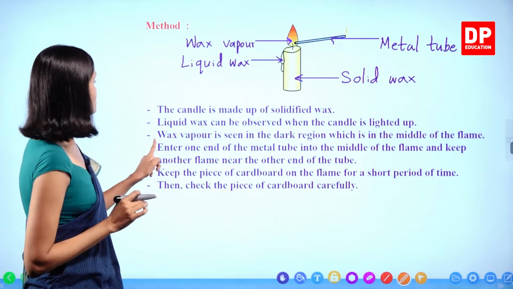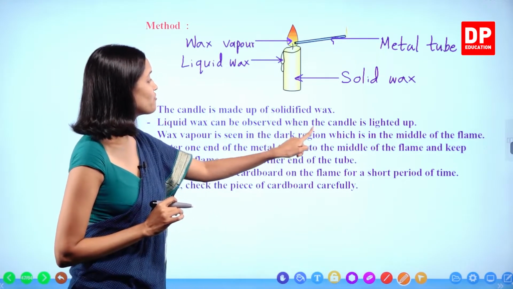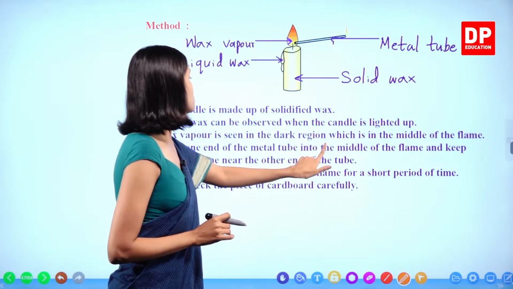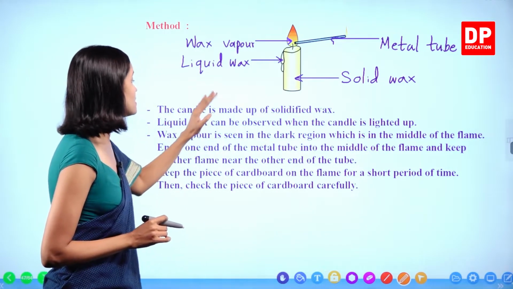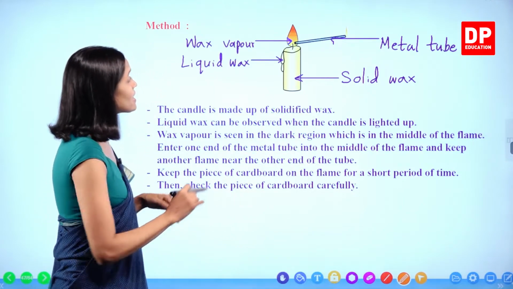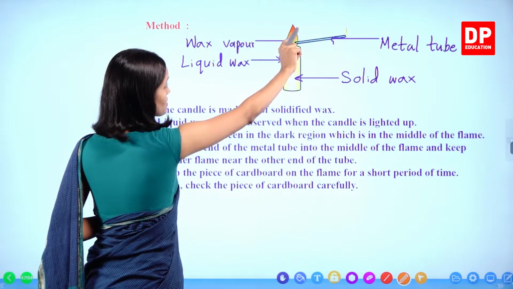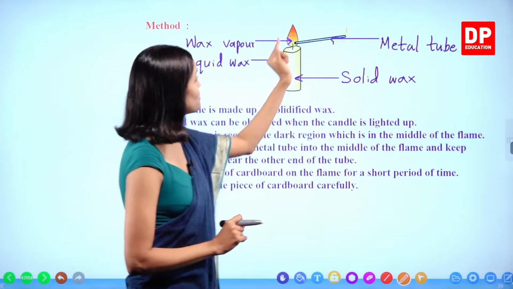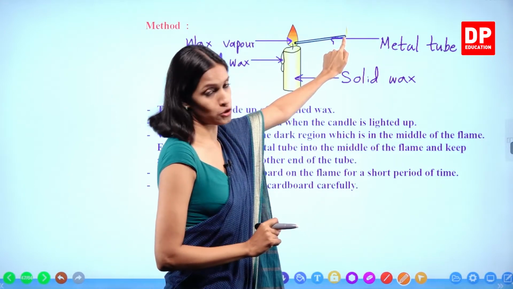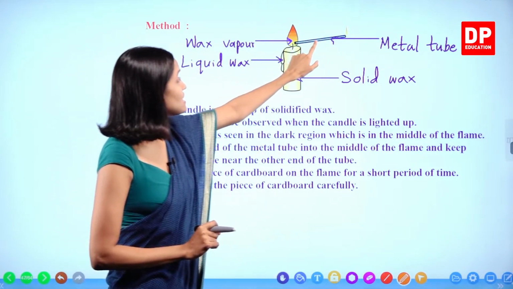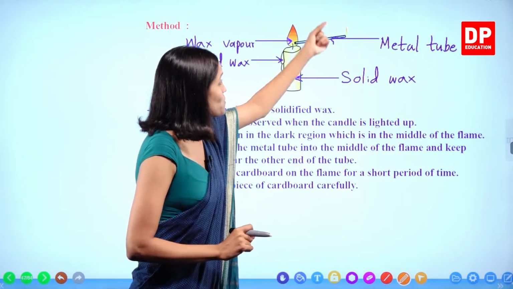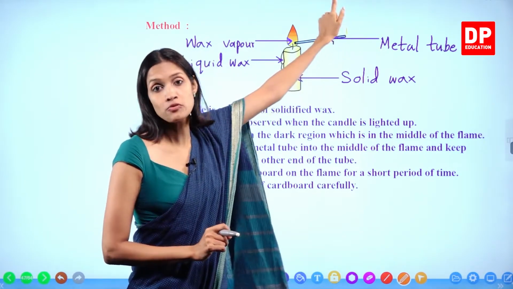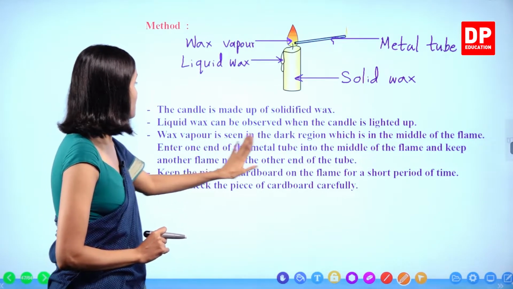Okay? Enter one end of the metal tube into the middle of the flame. That's where the wax vapor is present, okay? Enter one end of the metal tube into the middle of the flame and keep another flame near the other end of the tube. What you have to do is, you have to enter this end of the tube to the middle of the flame and wait for a few seconds, and afterwards you have to light another matchstick and place it near the other end of the metal tube. Okay? So you will see another flame occurs. Right? When you place a lighted matchstick near this other end of the metal tube, you will see another flame forms. Okay? So another flame near the other end of the tube.